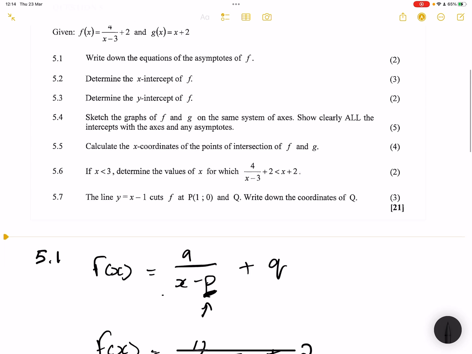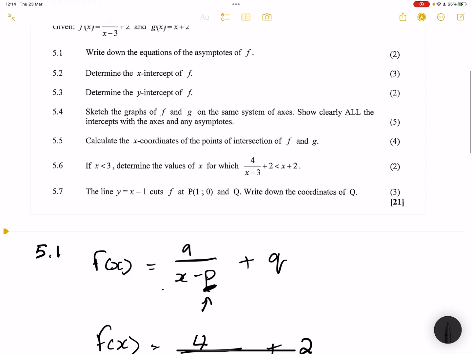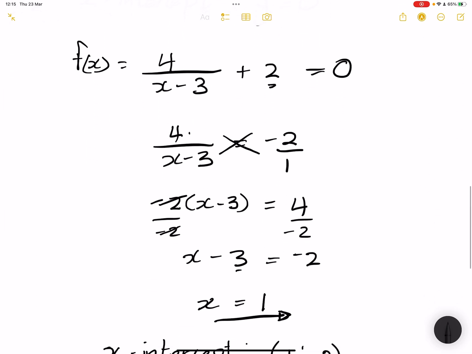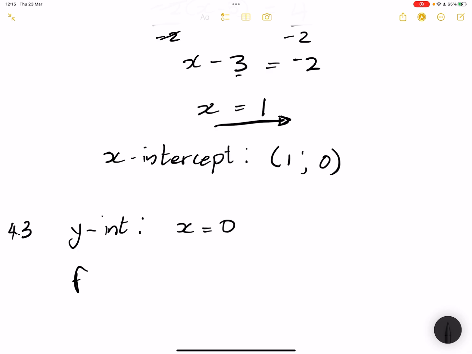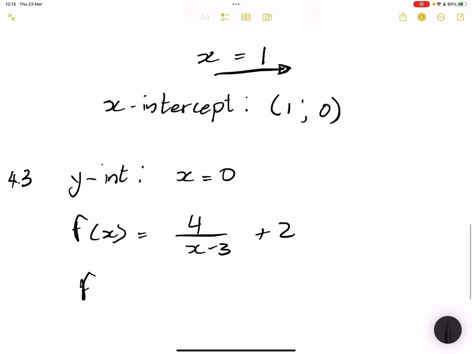And then the next question, they say determine the y-intercept of f. So now, remember, 4.3, y-intercept, this is where x is equal to 0. So we're going to substitute 0 everywhere we see x. Remember, we've got f of x is 4 over x minus 3 plus 2. So f of 0, substituting 0 in the place of x, so that's 0 minus 3, plus 2.